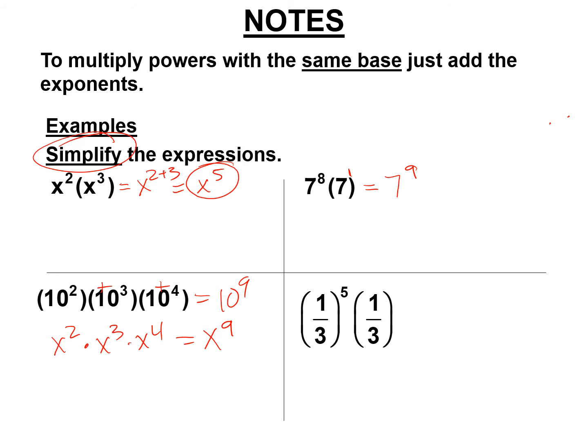1/3 to the 5th times 1/3. This is 1/3 to the 1st, right? Remember, when you have a base that's a fraction or a negative, you need the parentheses. This is 1/3 to the 6th.